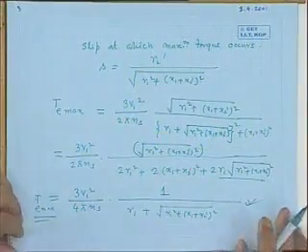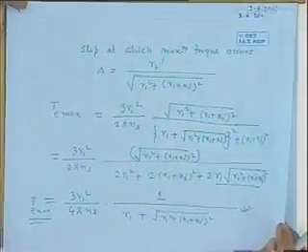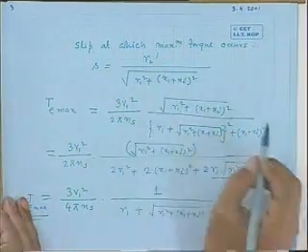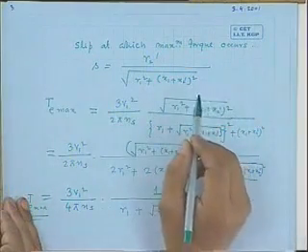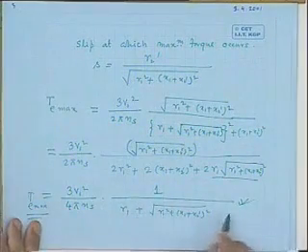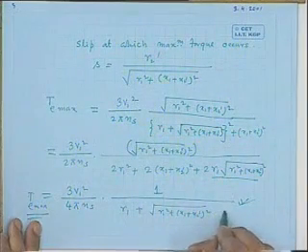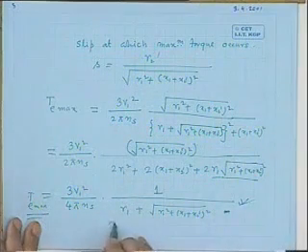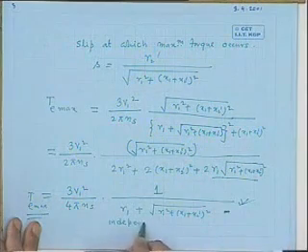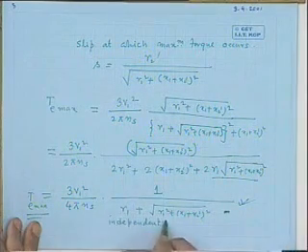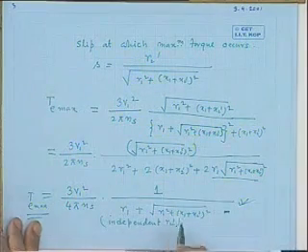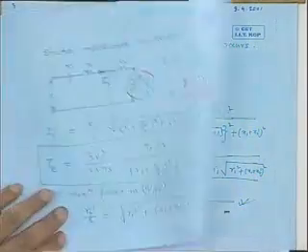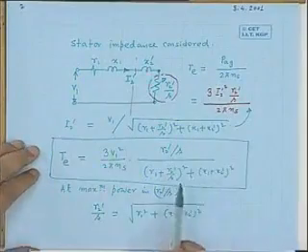So we know how to calculate torque even when stator impedance is included. But the point I want to make is that the slip at which the maximum torque occurs here also is independent. The T max is independent of R2 dashed.